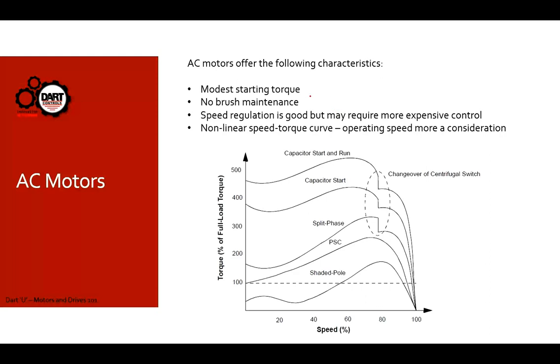They have modest starting torque, not as strong as in a typical DC motor. The big advantage is no brush maintenance. You don't have to worry about brush wear. The speed regulation is good. The range may not be as broad as in a DC application, but it's good. One other aspect is the speed torque curve is nonlinear. Remember, on a DC, it was a straight line.